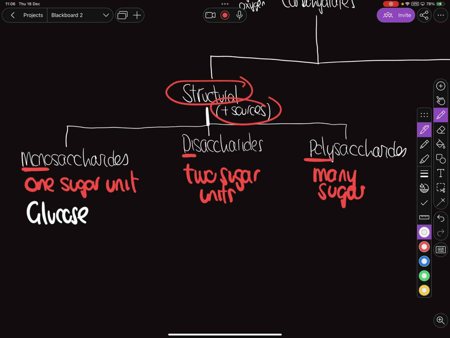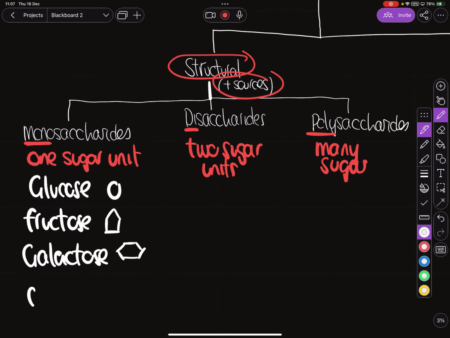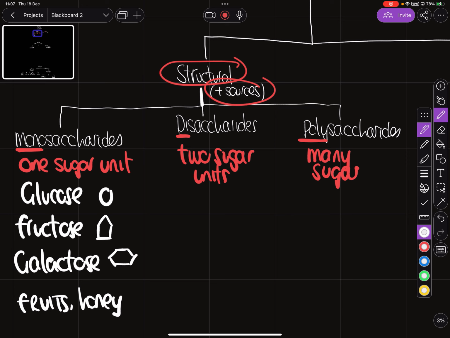We have different examples that you just need to be aware of. So we have glucose, and maybe we might draw glucose as a little circle. We have fructose, which is another monosaccharide. We might decide to draw fructose as a little house, and galactose is another one. We might decide to draw that as a little hexagon. So they're all 1 sugar units. Things like fruits and honey are really good sources of monosaccharides, of glucose, fructose, and galactose.